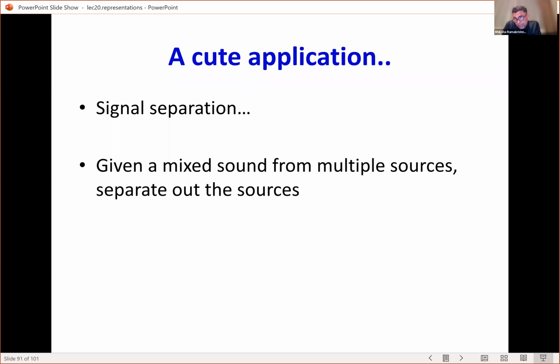And so I'm going to use this in the next 4 minutes of your time for a very cute application, signal separation. I'm given a mixed sound from multiple sources. I want to separate out the sources.